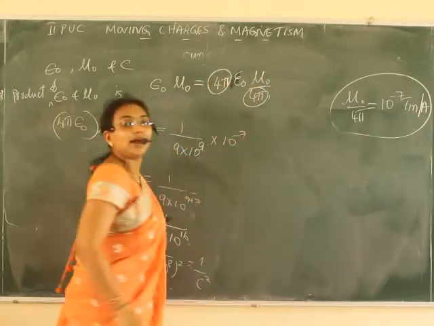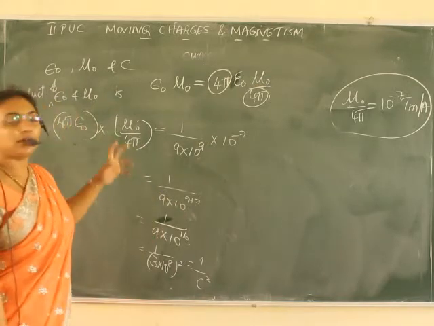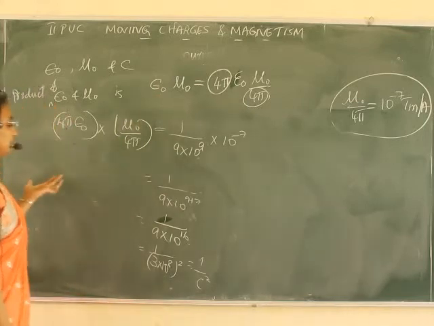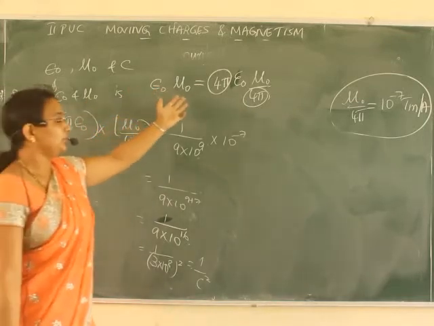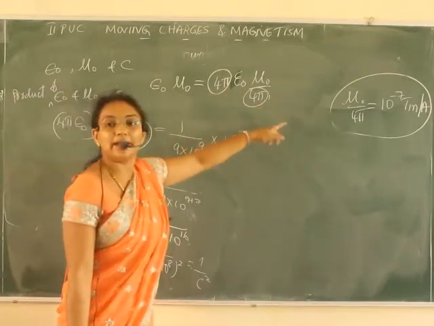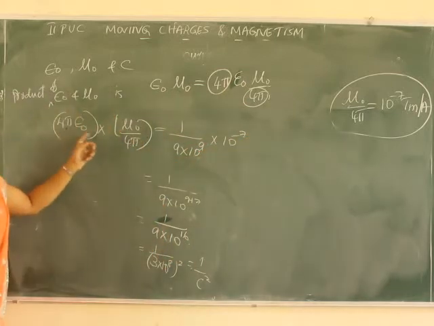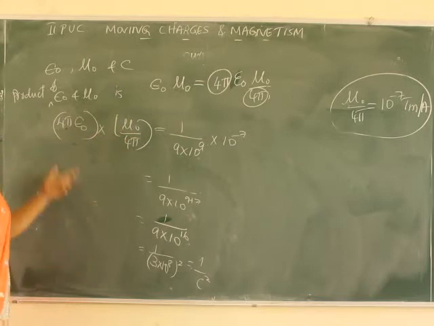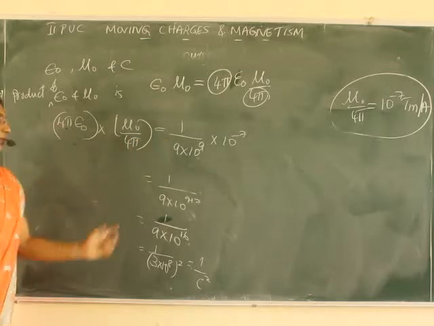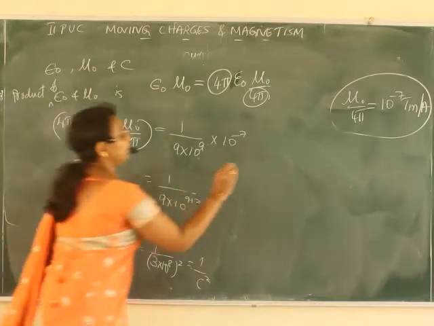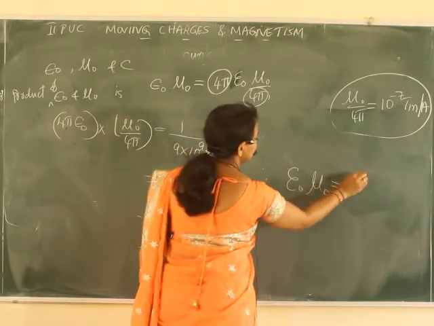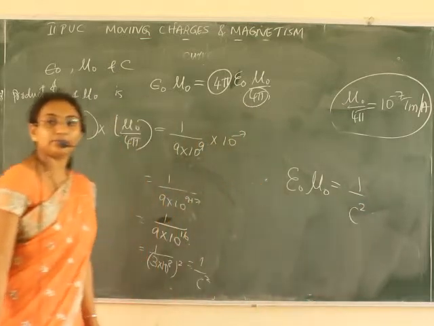Multiplying and dividing by 4 pi, if you write it or if you don't write it, it is nothing but epsilon naught into mu naught. The product of epsilon naught and mu naught is the same thing, just multiplied and divided by 4 pi, giving 4 pi epsilon naught into mu naught by 4 pi. We know this value, 1 by 9 into 10 to the power 9, and we know the value of the other one. So we get C square. Therefore, epsilon naught into mu naught is equal to 1 by C square.